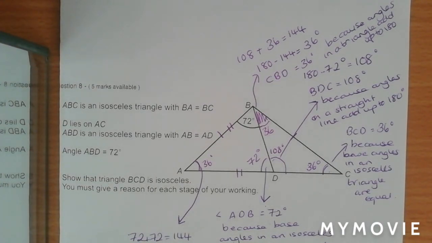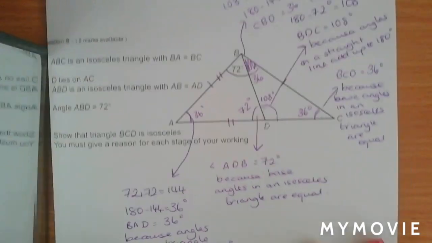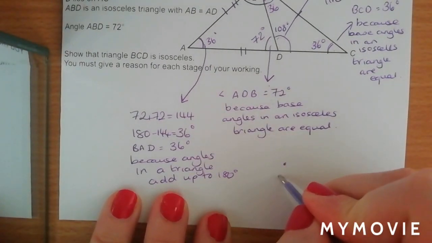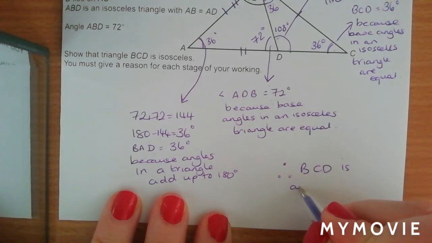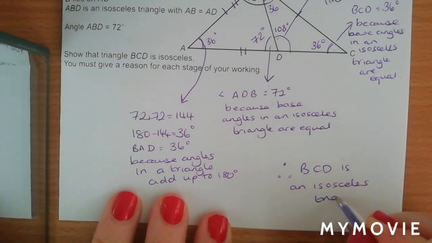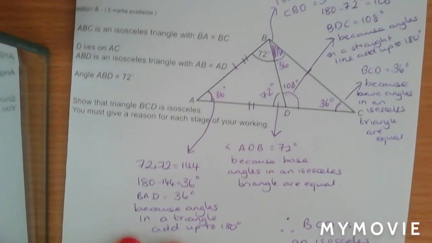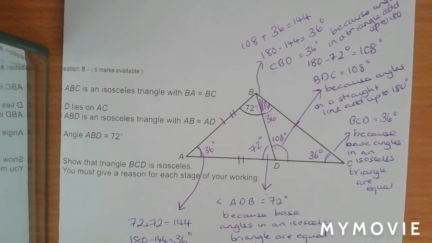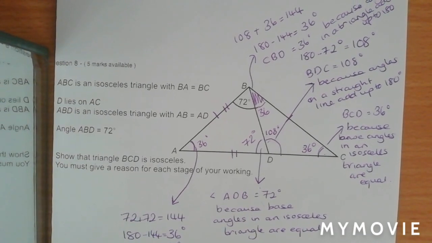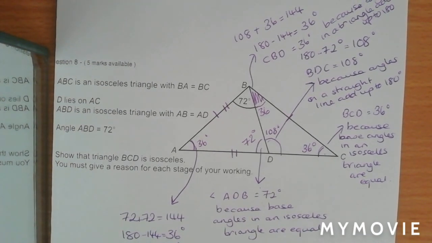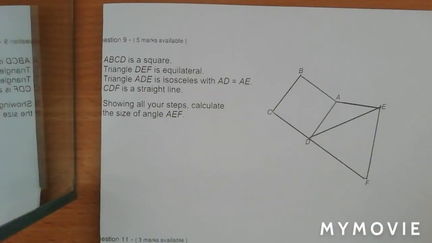Well, we've shown it because it's got two angles that are the same, so we can just put a little conclusion. Therefore BCD is an isosceles triangle, and all those reasons above are the reasons for that being the case. Okay, I really hope that's helped, and then you can have a look at question 8 again now on your Maths Watch. Thank you.